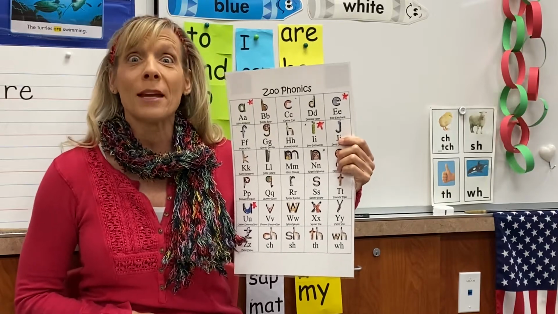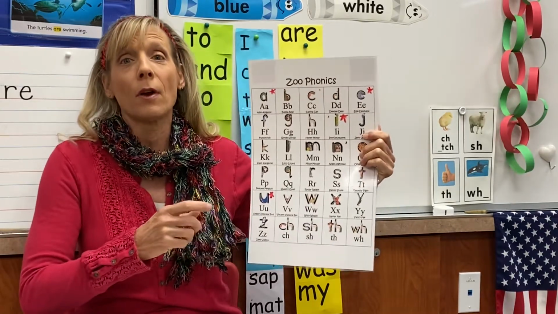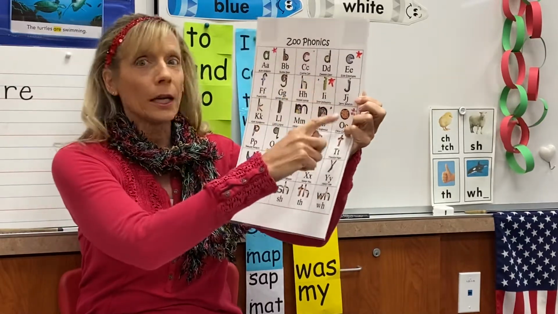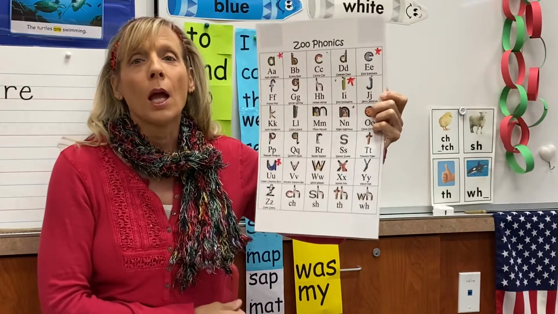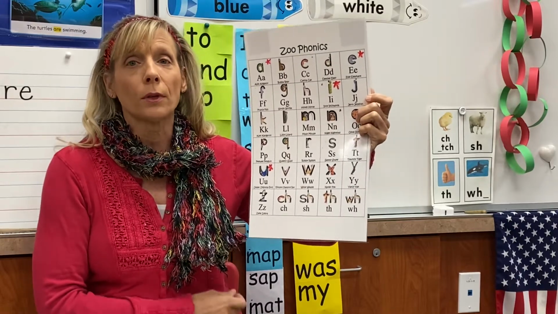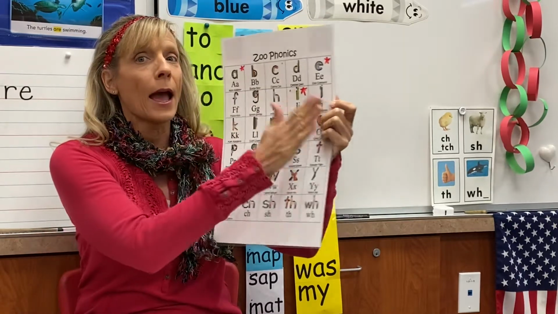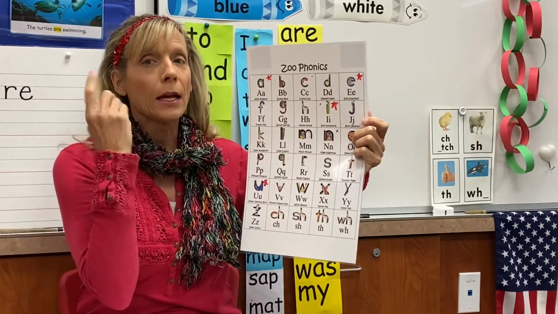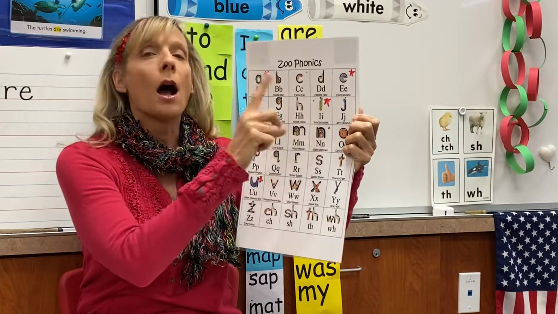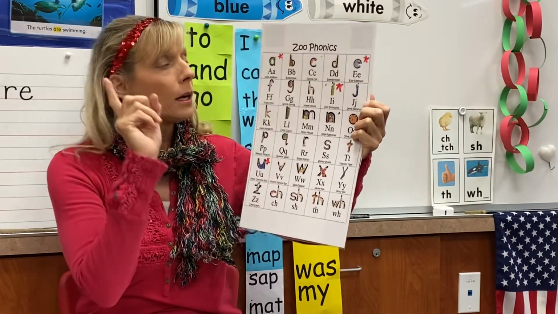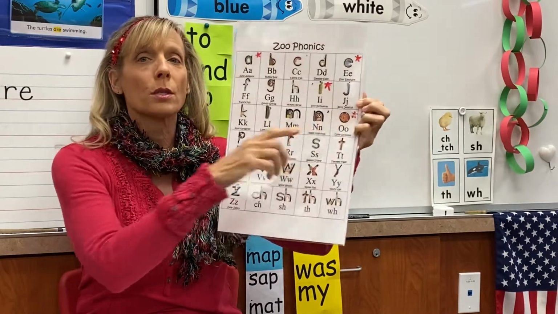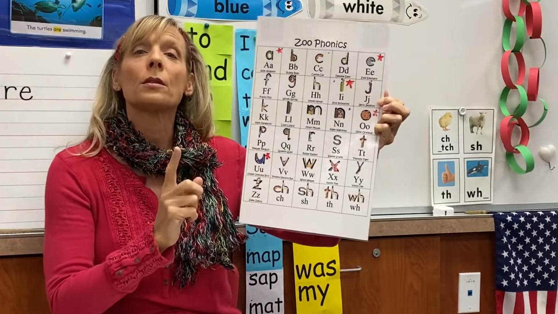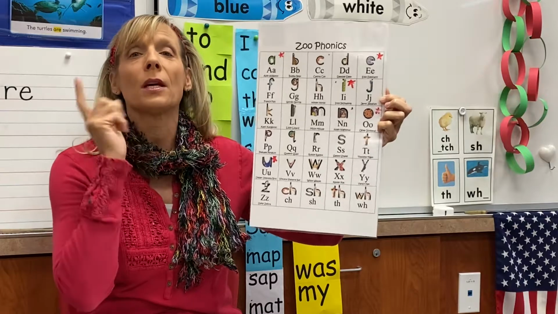Let's go over the names of our vowels. The names of our vowels, say it with me, are A, E, I, O, and U. And let's say the two sounds for each vowel. A says A, and A says A. E says E, and E says E. I says I, and I says I. O says ah, and O says O. U says U.